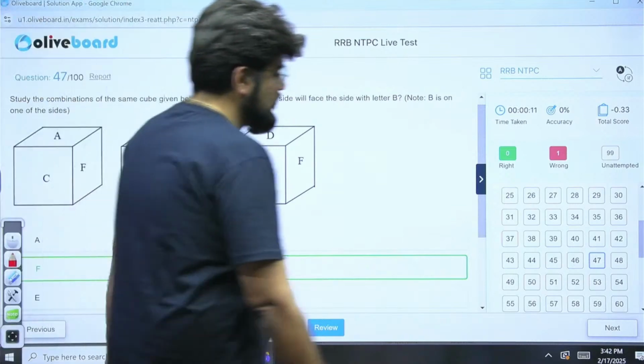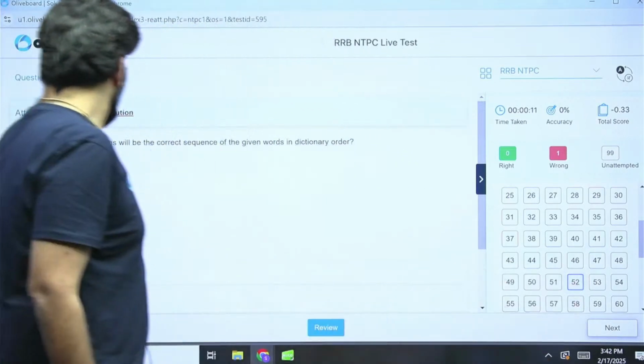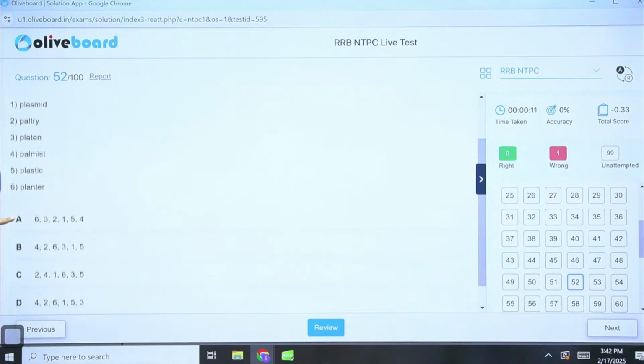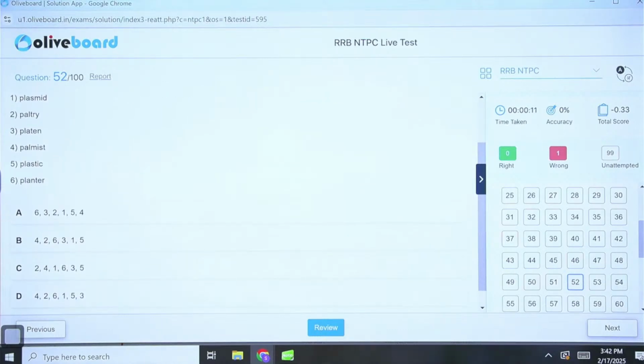Next, we have question number 52. Dictionary order. Just look at this quickly. By now I assume you must be knowing this, but still let me tell you guys that if you're approaching any order based question, don't go with this order. Don't try to arrange it here. It's only going to take a lot of your time.